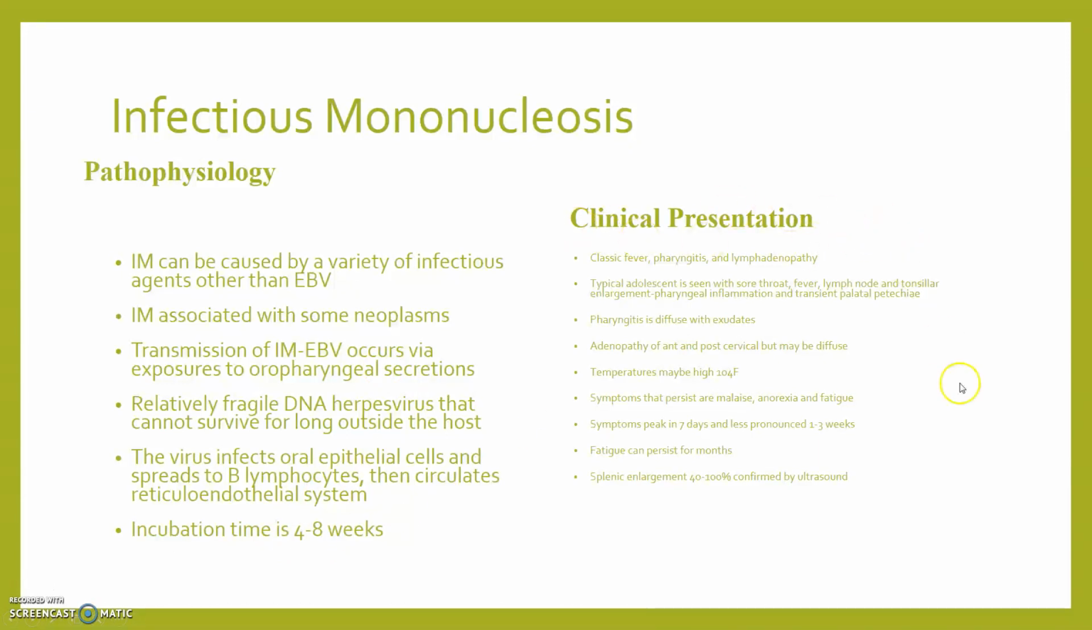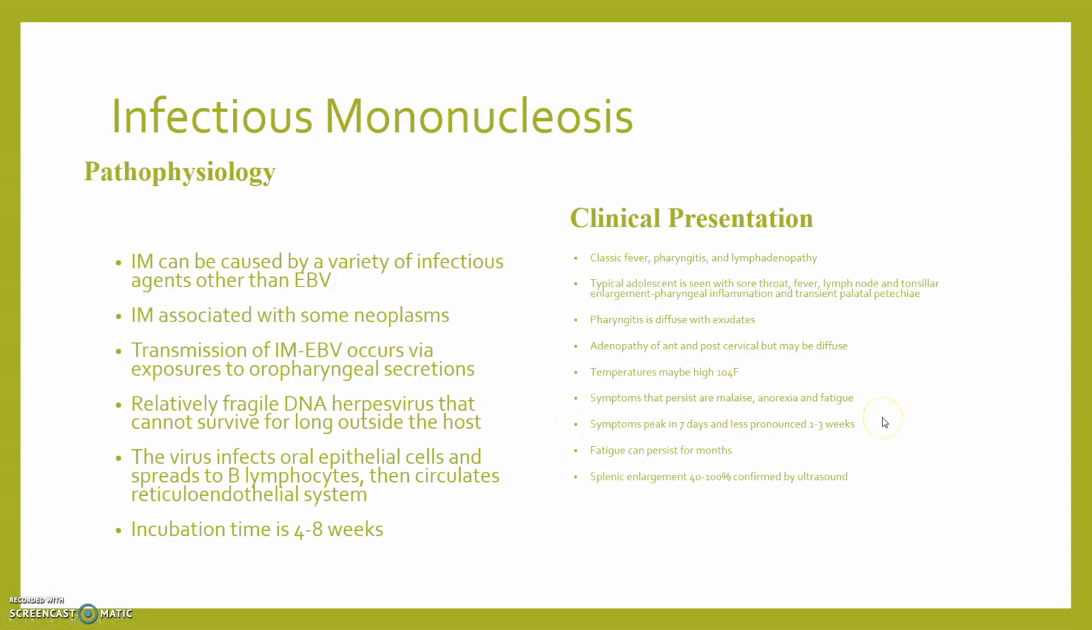So clinically, our patients present with the classic fever, pharyngitis, and lymphadenopathy. A typical adolescent is seen with sore throat, fever, lymph nodes that are tender, tonsillar enlargement, pharyngeal inflammation, and sometimes transient palatal petechiae is seen too. Pharyngitis is diffuse with exudates. Just look back at that first picture that I showed you. Adenopathy of both the anterior and posterior cervical nodes may be diffuse. Temperatures may be as high as 104.